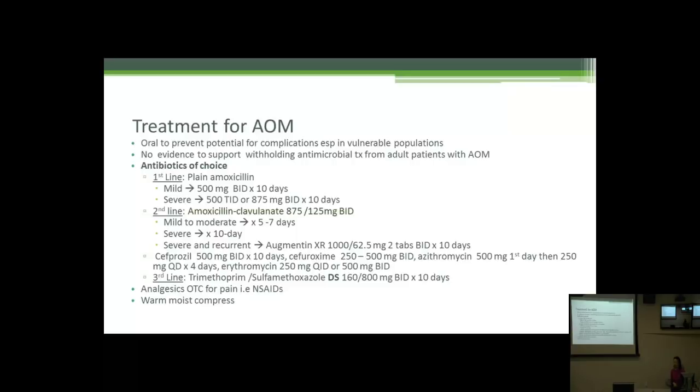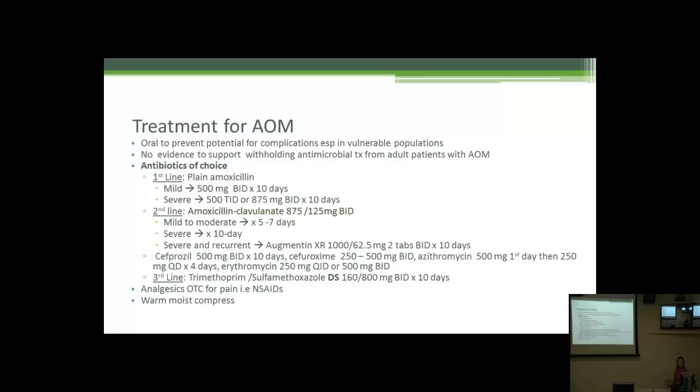But unfortunately, in some cases, people end up continuing to be miserable. It's impacting their quality of life. They do need treatment. So antibiotic treatment is appropriate in that situation. First line of treatment generally is plain amoxicillin. And the dosing is based on how mild or how severe the symptoms are.